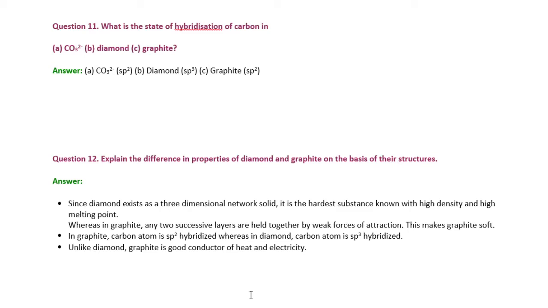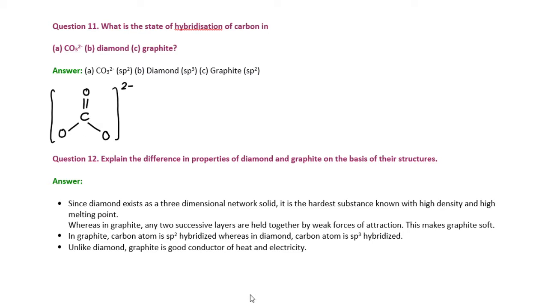So hello everyone. Let us start question number 11 of P block elements. Question is, what is the state of hybridization of carbon in CO3 2 negative, diamond and graphite? So see, first is CO3 2 negative. So in CO3 2 negative, as we have discussed, 2 negative means there are two C-O single bonds and one C=O double bond, right? Carbonate is like this.